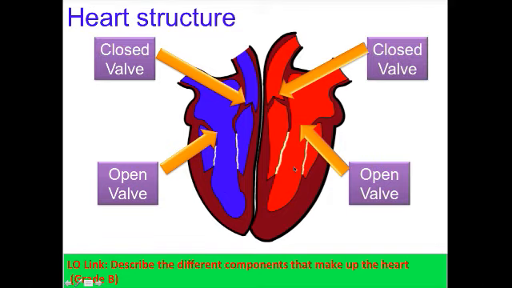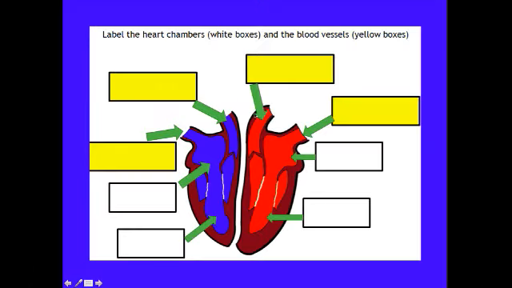Now here we have two closed valves. We can see that the valve is closed to prevent any flow of blood from going backwards, which we'll see in a second. Now, what I want you to do is add labels to the heart.